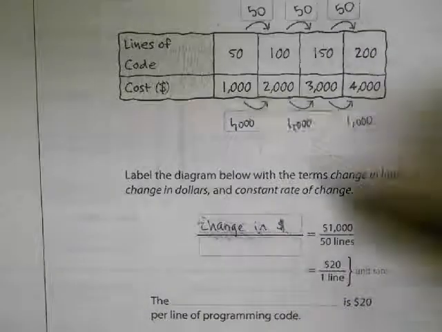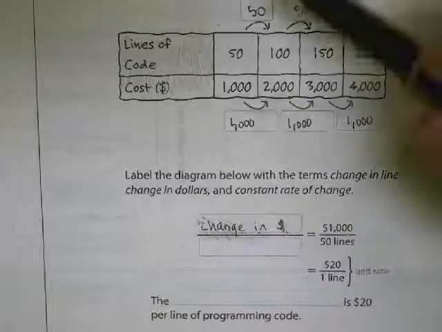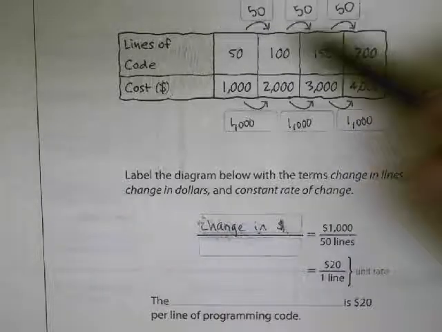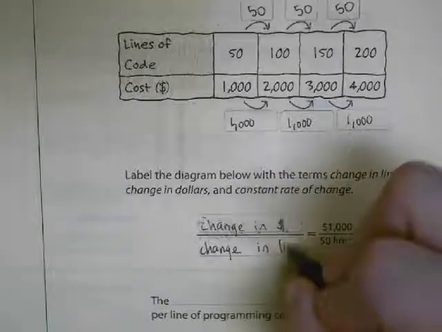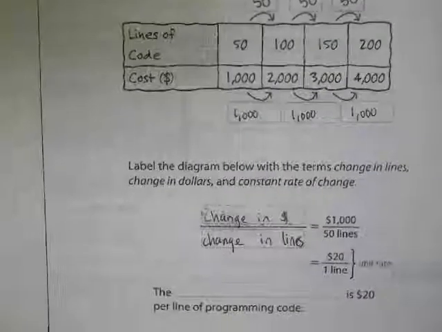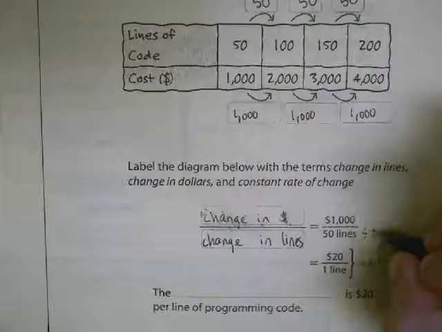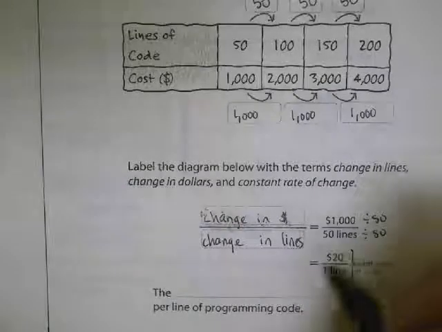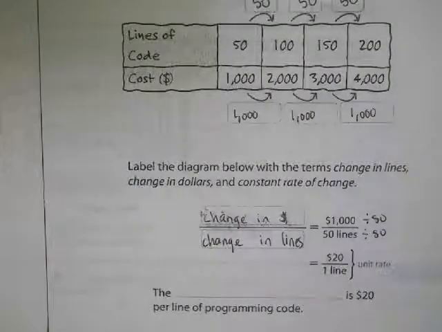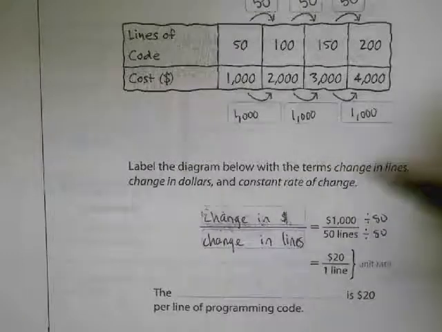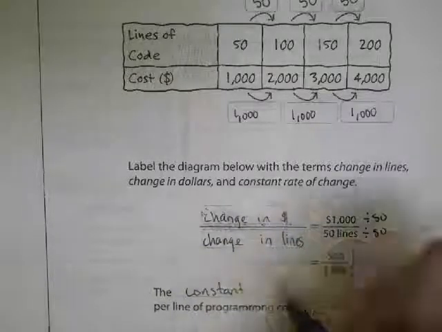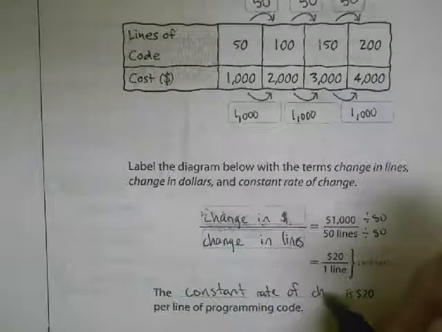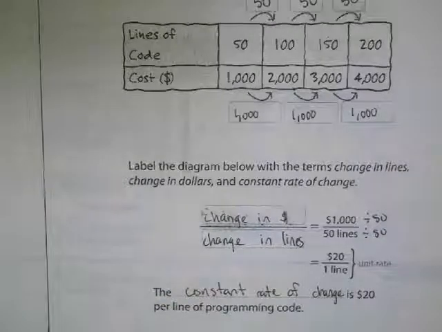And then what's this 50 refer to? 50 lines. Well, that's our change in lines of code. That's our change in lines. And when we simplify this, dividing both top and bottom by 50, that's how we get 20 over 1, the $20 over one line. Remember finding our unit rate, dividing these two out? That's what we're doing right there. So the constant rate of change is $20 per line of programming code.